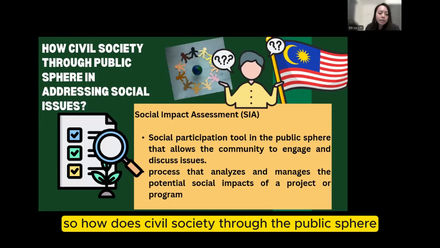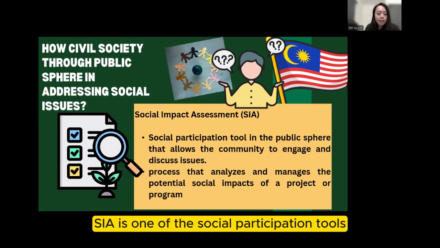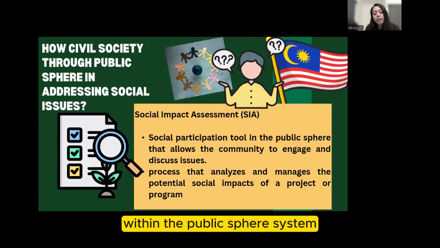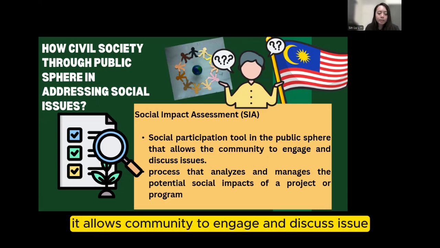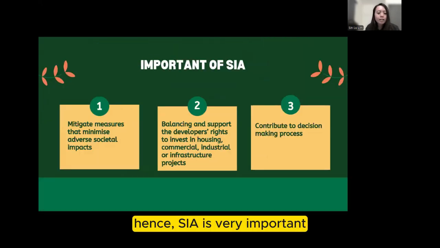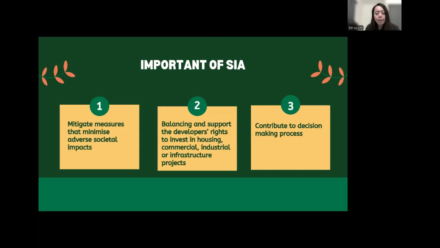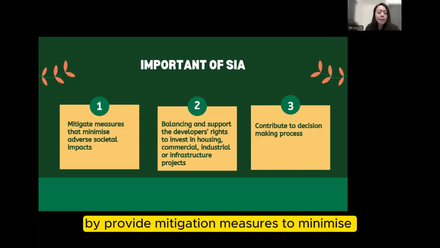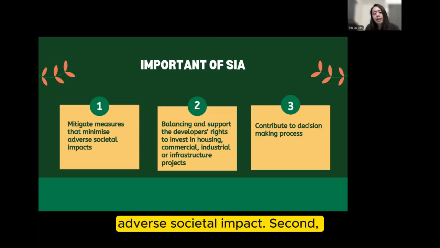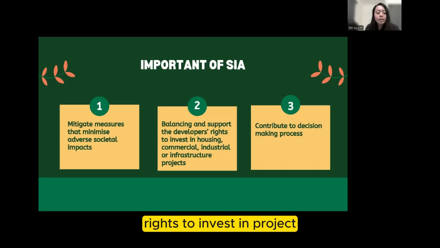So how does civil society through the public sphere address social issues? Social impact assessment (SIA) is one of the social participation tools, or we call it a feasibility study, within the public sphere system. It allows the community to engage and discuss issues by analyzing the potential social impact of the project. Hence, SIA is very important because it helps to govern the development project by providing mitigation measures to minimize worse societal impact. Second, it is very important to balance and support developers' rights to invest in projects.